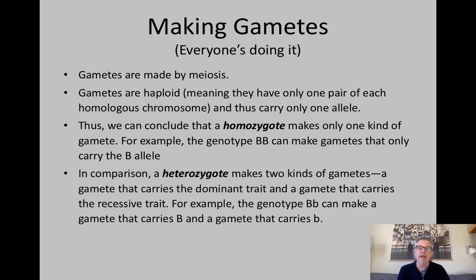But what about the heterozygote? Well, it seems obvious now that it makes two kinds of gamete, a gamete that carries the dominant trait and a gamete that carries the recessive trait. For example, the genotype Bb can make a gamete that carries big B, and it can also make a gamete that carries little b. Let's take a look at that in the next slide.